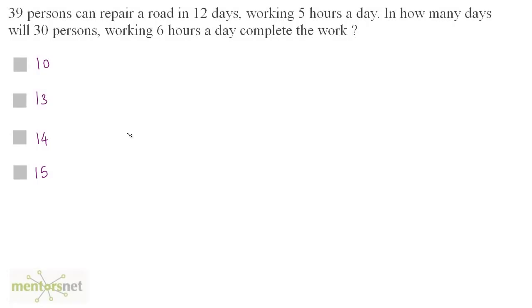39 persons can repair a road in 12 days working 5 hours a day. In how many days will 30 persons working 6 hours a day complete the work? Well, you have the number of persons and the total hours to complete this work. When you have 39 persons, they can repair the road working 5 hours a day for 12 days. So 5 times 12 is the total number of hours. Next, 30 persons working 6 hours per day complete the work. So 6 times x, let the number be x days.